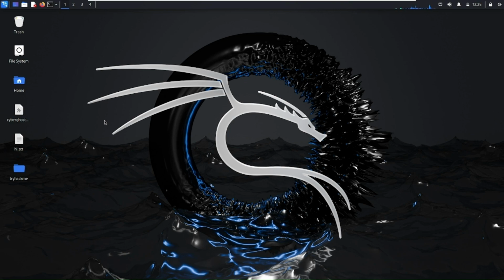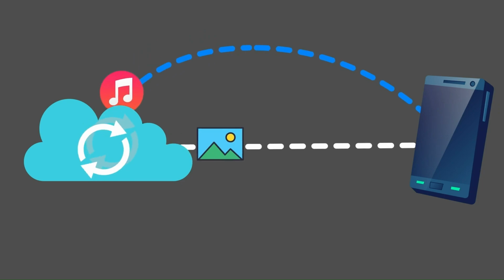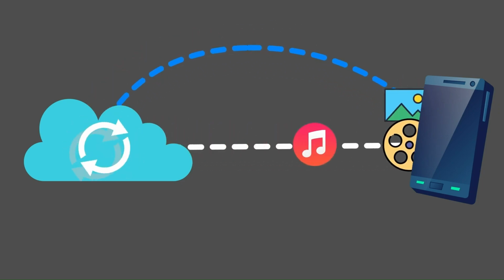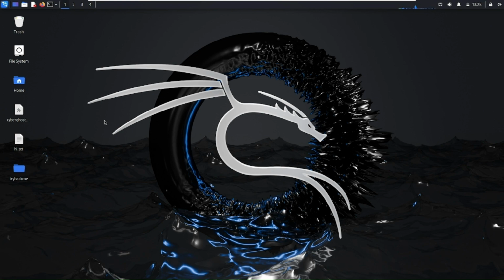So in this video I'm going to show you how you can transfer a file from one computer to another computer safely while being anonymous, and you don't need to know the IP address of the other machine in order to send these files. So let's see how you can do this.